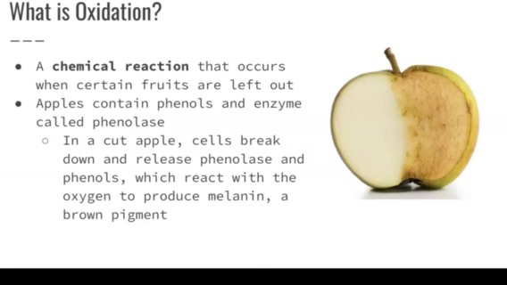What is oxidation? Oxidation is a chemical reaction that occurs when certain fruits like apples are left out in the air. Apples contain a chemical compound called phenols and an enzyme called phenolase. In a cut apple, cells break down and release phenolase and phenols, which can then react with the oxygen in the air to produce melanin, which is a brown pigment that gives apple its characteristic color.